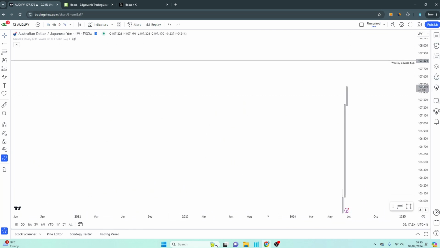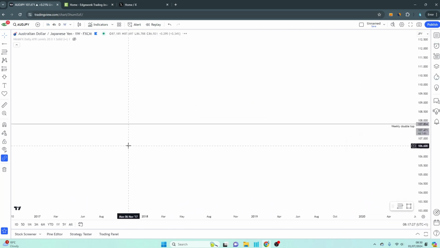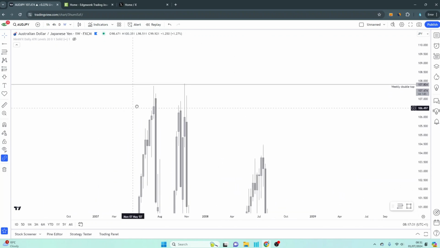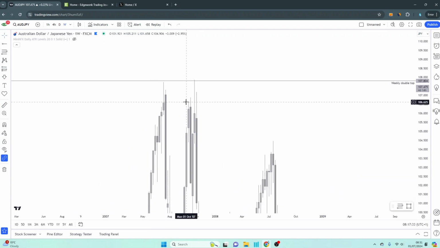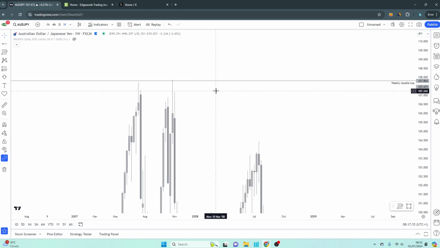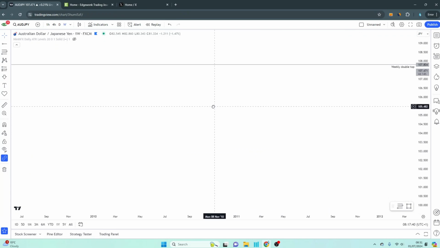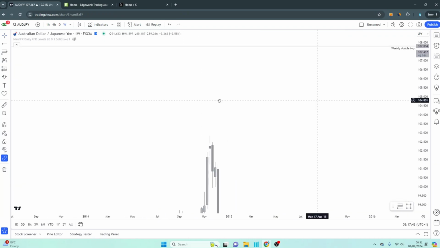AUD JPY. Now I did find a really nice level above market on a weekly chart. Let's scroll all the way back. It's quite a way away. See here, in 2008, wow. But there's a nice double top here that hasn't been tested since, that I believe we could test one more time.